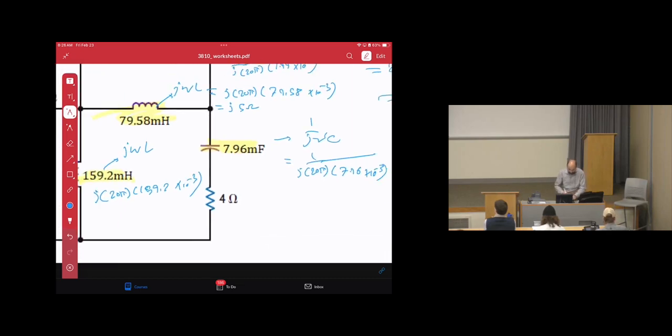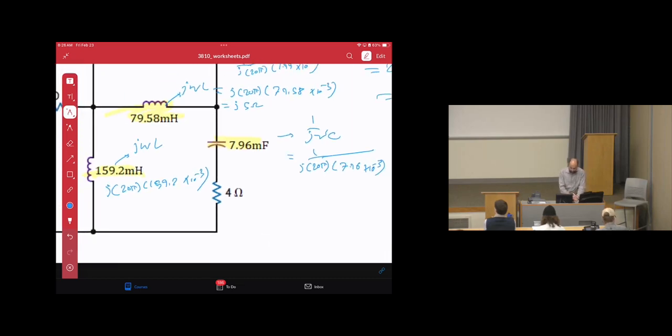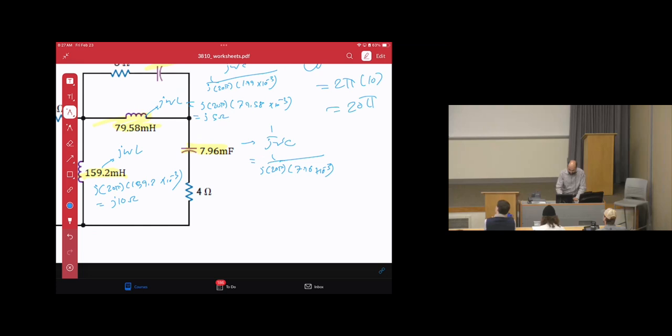The other one, j times 20 pi times 159.8 times 10 power negative 3. This will be 10, so it's j10 ohms. So j will be a factor. While for this expression for the capacitor, 1 over j, negative j, then what you will enter in the calculator is 20 pi times 7.96 times 10 power negative 3. That's what you'll substitute in the calculator.